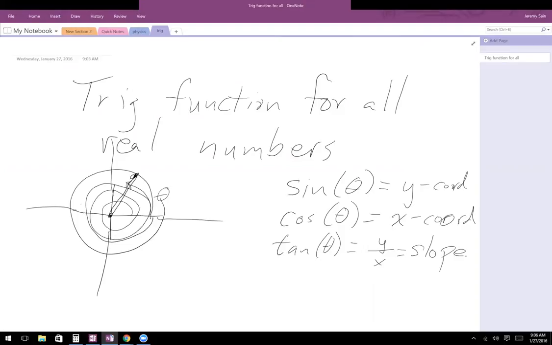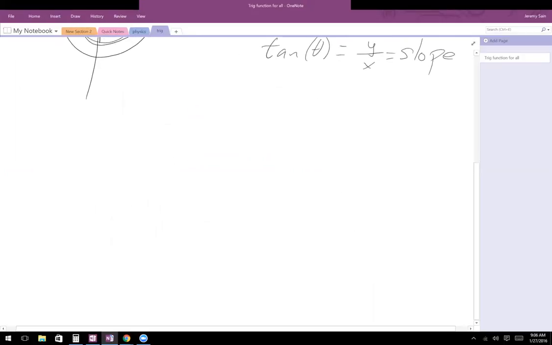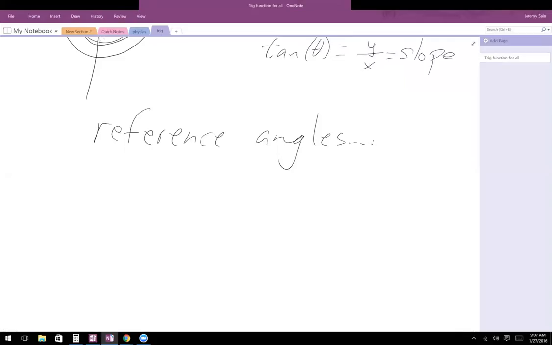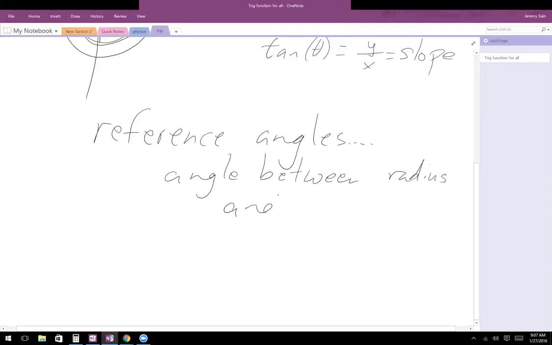Okay. So going along with that, there's a few little tricks that people use to kind of help. The first one is reference angles. What a reference angle is, it's the smallest angle between the radius you draw and the x-axis. So angle between your radius and the x-axis. So let's just do a simple one.